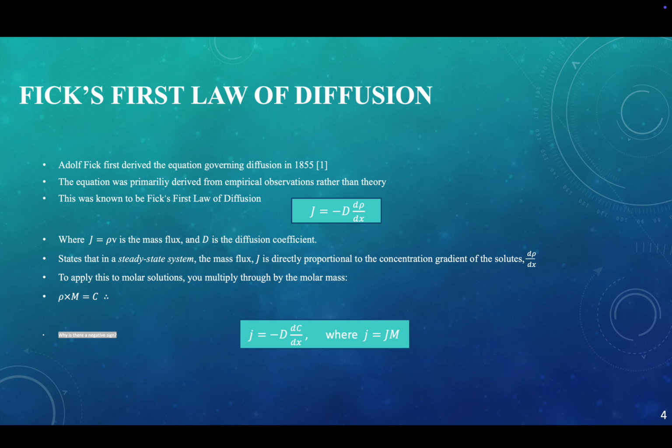So this is Fick's first law of diffusion. Adolf Fick first derived the equation in 1855. Now, this equation was primarily derived from experiments rather than theory, and this was known to be Fick's first law of diffusion. To apply this to molar solutions, you multiply through by the molar mass. So we are multiplying density by the molar mass, and we obtain concentration, remembering that density is mass per unit volume. Why is there a negative sign?